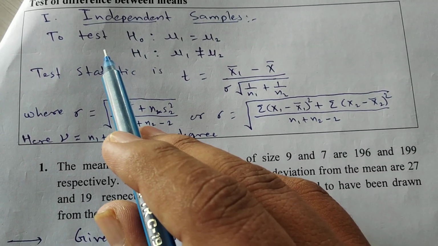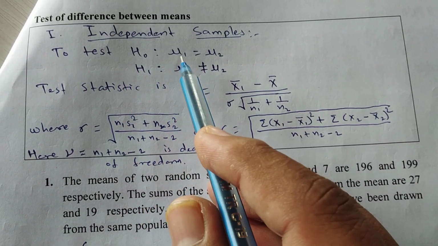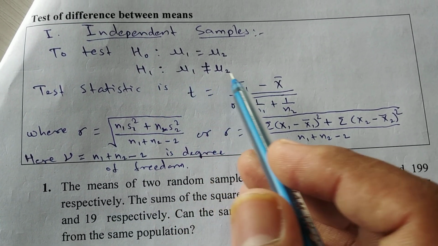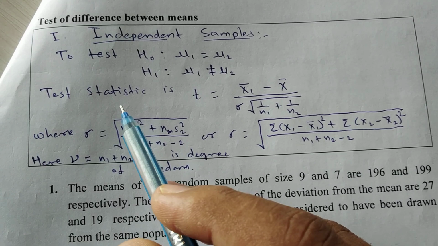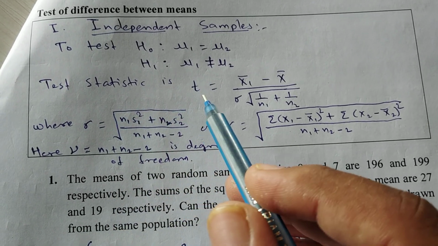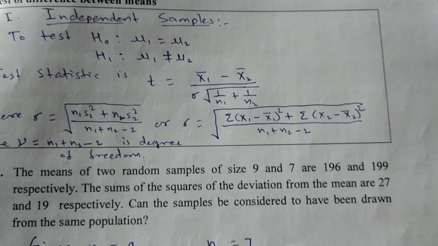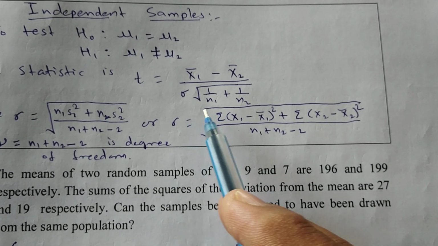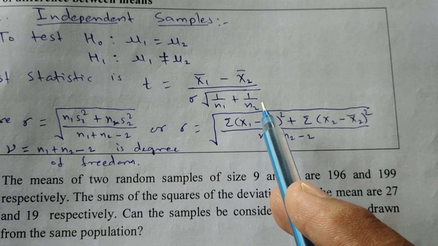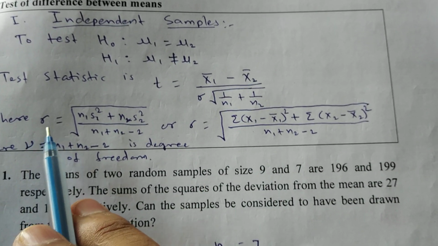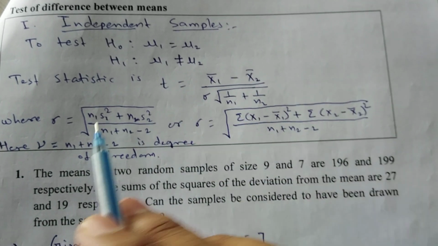So here we are testing the null hypothesis mu1 equal to mu2 and the alternate hypothesis as mu1 not equal to mu2. And here the test statistic is t equal to x1 bar minus x2 bar divided by sigma into under root of 1 by n1 plus 1 by n2. Now here we can find the value of sigma using these two formulas.